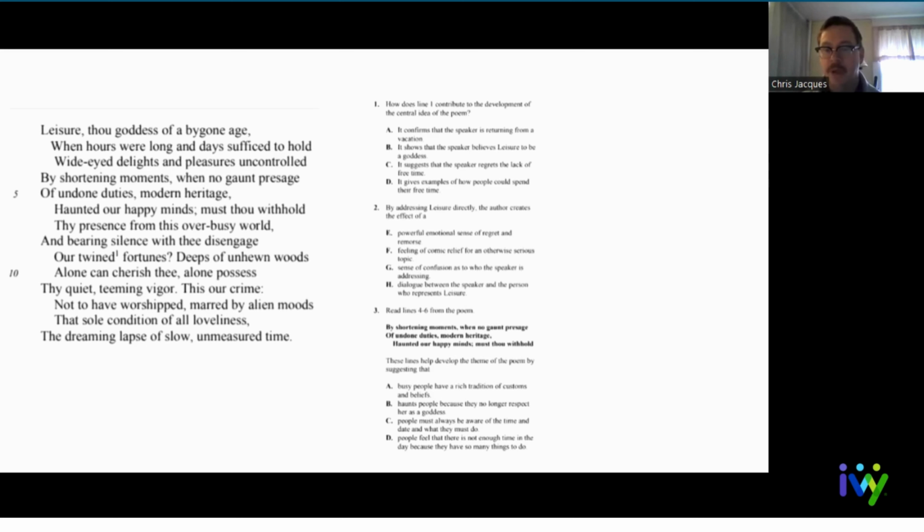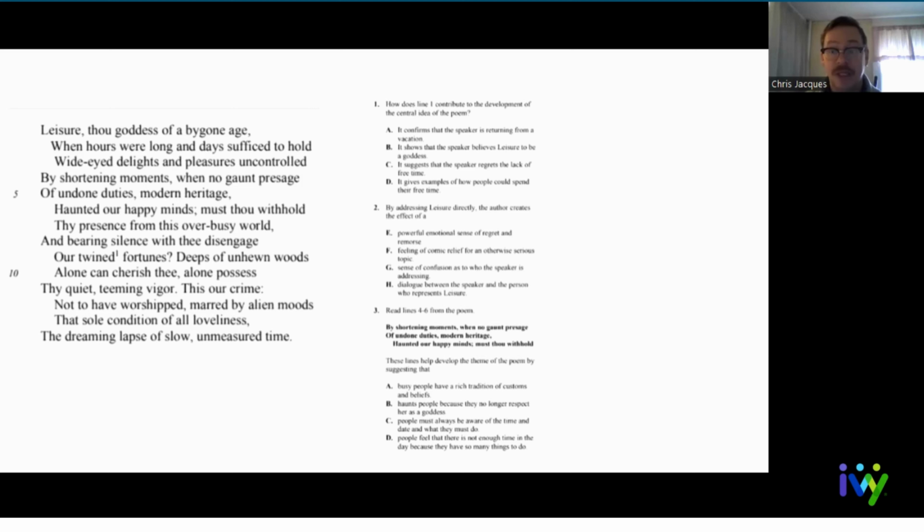All right. So we get our shortening moments in here. We have undone duties, we have a modern heritage. So I would say that these lines help develop the theme of the poem by suggesting that we've got a lot of stuff to do and not a lot of time to do it. Well, if we look at the answer choices, the one that is closest to that is D. It's that people feel that there's not enough time in the day because they have so many things to do.